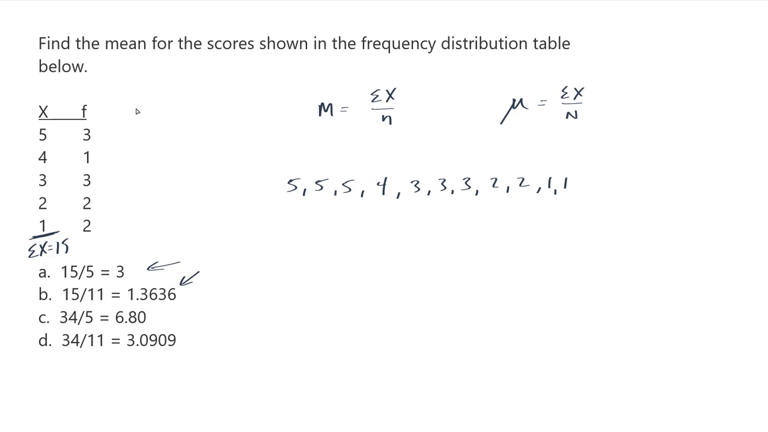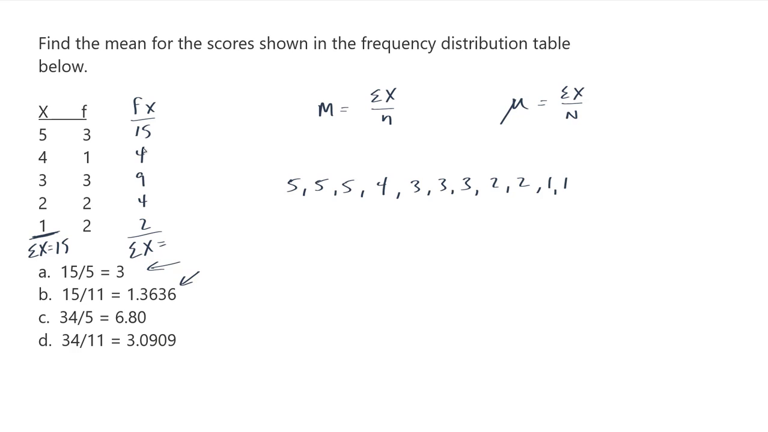So what you need to do is create a new column called f times x. You're going to get your total contributed by each one of the x scores by multiplying the frequency times that score. So, for example, 3 5s makes 15, 1 4 makes 4, 3 3s makes 9, 2 2s, that gives me 4, and 2 1s makes a total of 2. When you add this up, you'll get your sum of x.